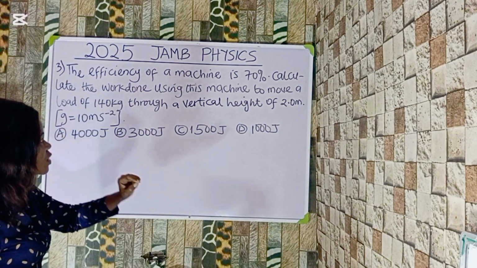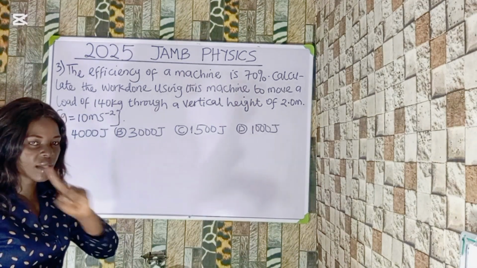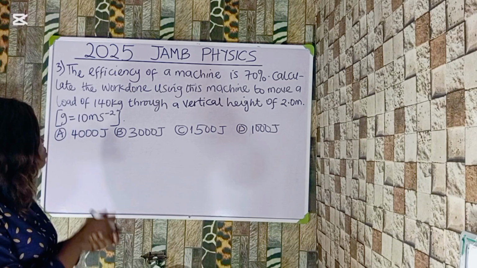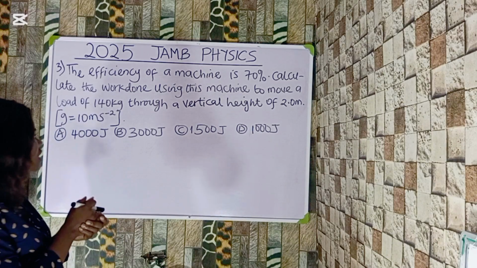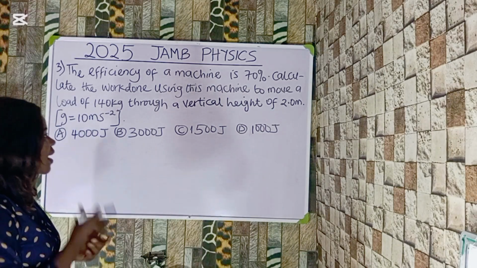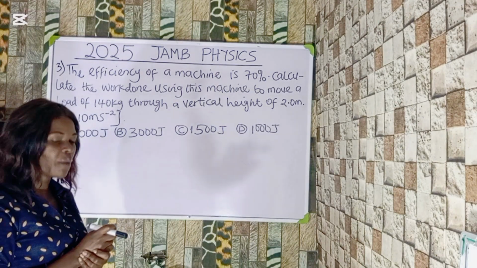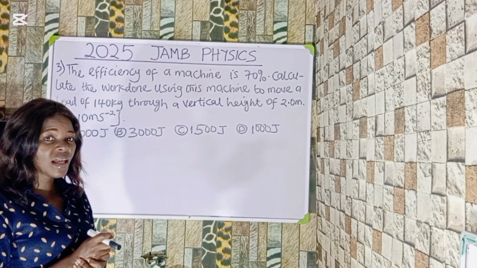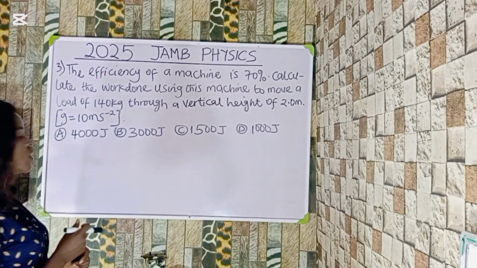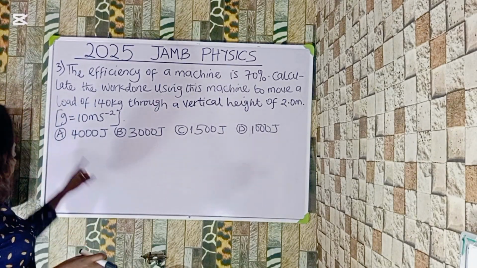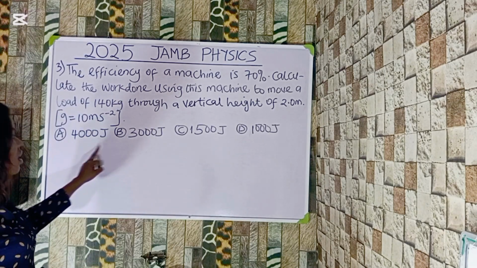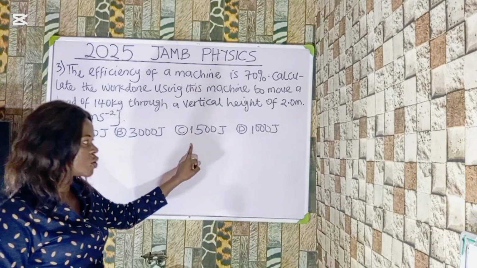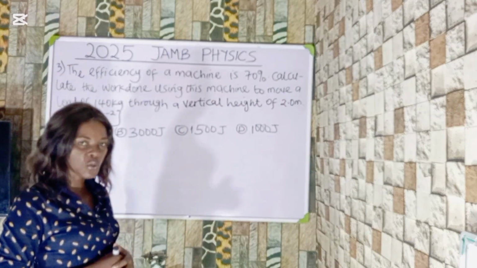The efficiency of a machine is 70%. Now calculate the work done using this machine to move a load of 140 kg through a vertical height of 2.0 meters. And we are given g, which is acceleration due to gravity, as 10 meters per second square. The options are: option A is 4,000 joules, option B is 3,000 joules, option C is 1,500 joules, and option D is 1,000 joules.